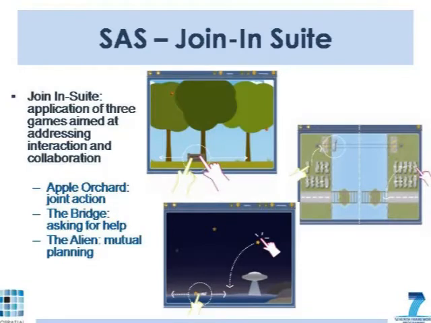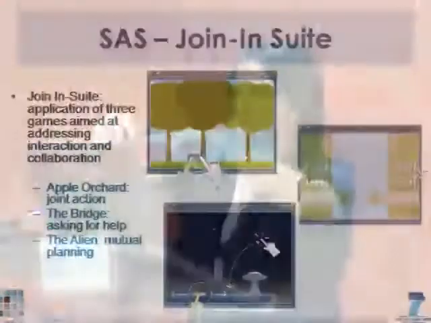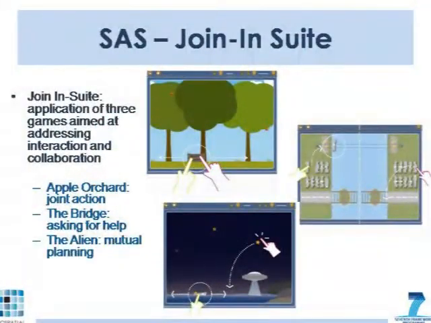In terms of the shared active surfaces, there's a suite of 3 concepts at the moment, which has been the basis for the pilot study. And those games are addressing interaction and collaboration. So you have different ways of interacting with the shared active surface. The apple orchard game, both children have to move the basket together in order to catch apples falling from the tree. On the bridge, which is the second picture down, children work on their own side of the table but have to communicate with each other in order to complete the task successfully.